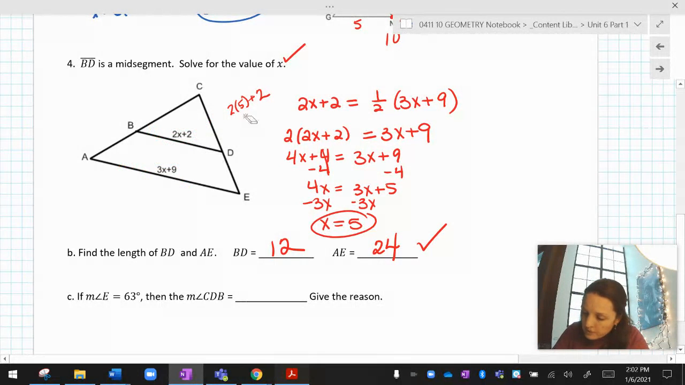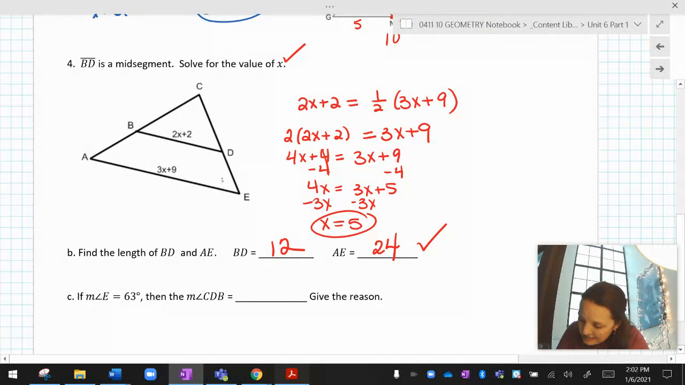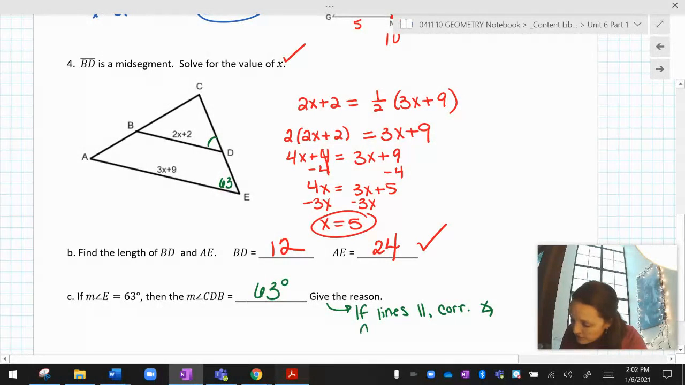And I've scribbled all over this, so I'm going to erase that. And say, now I'm dealing with angles. E is 63. Find CDB. So CDB, that'd be this one. Oh, those are corresponding angles. So that would be 63. Give the reason, because if lines are parallel, corresponding angles are congruent.